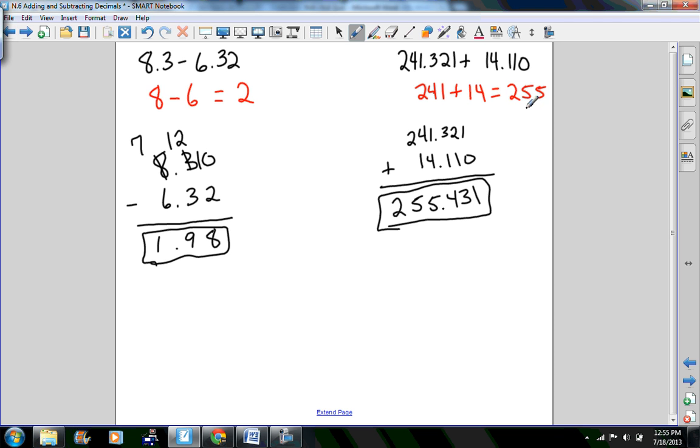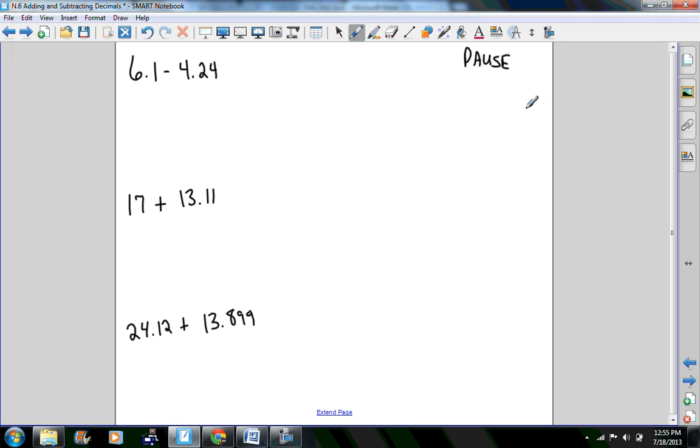Okay, now we're going to get to the part in the video where you take these skills and you try them on your own. So the little pause thing comes up here. You should pause the video, try all of these problems on your own, and then I will work them out or give you the answers to them. And then you go from there. So pause the video, give it a try.